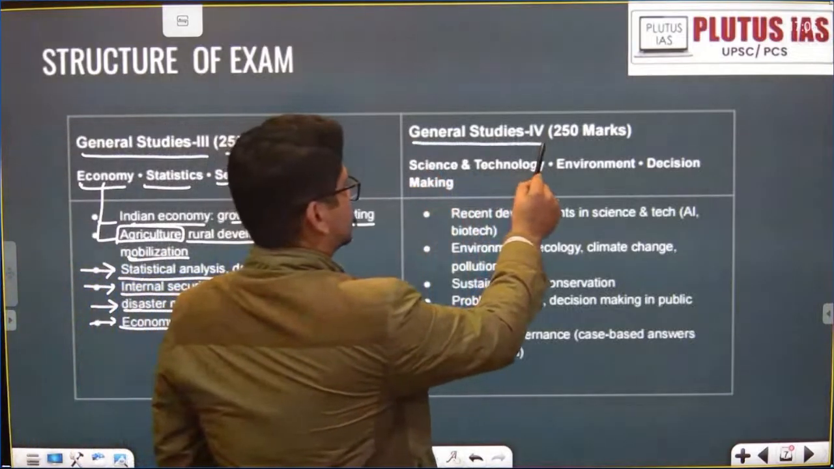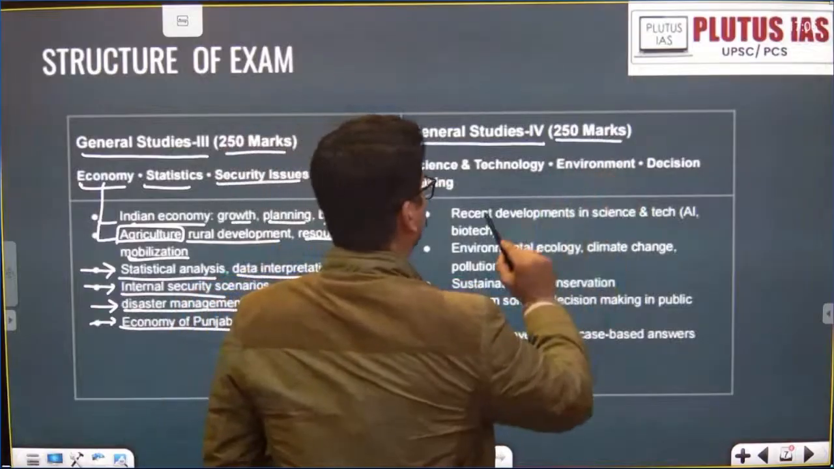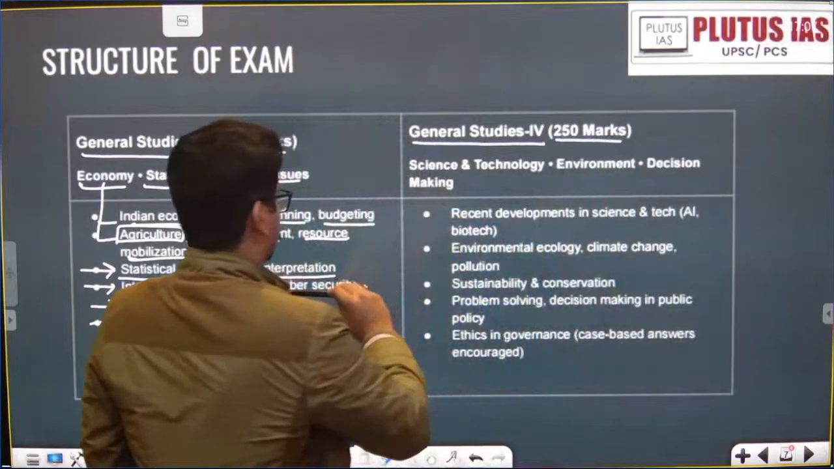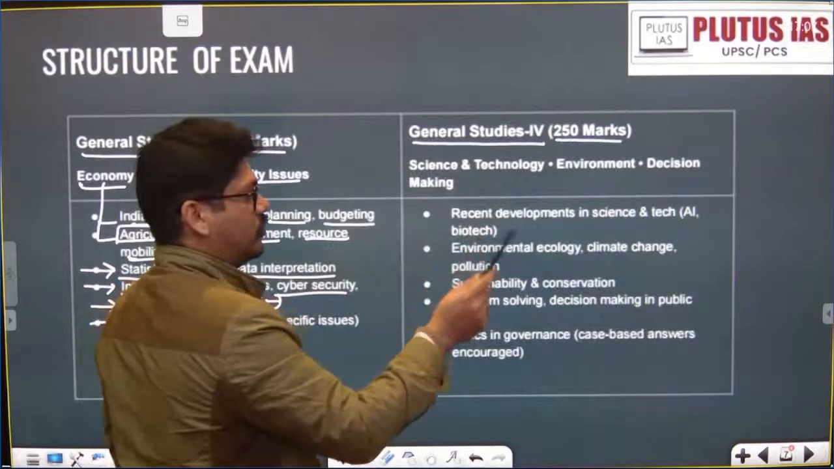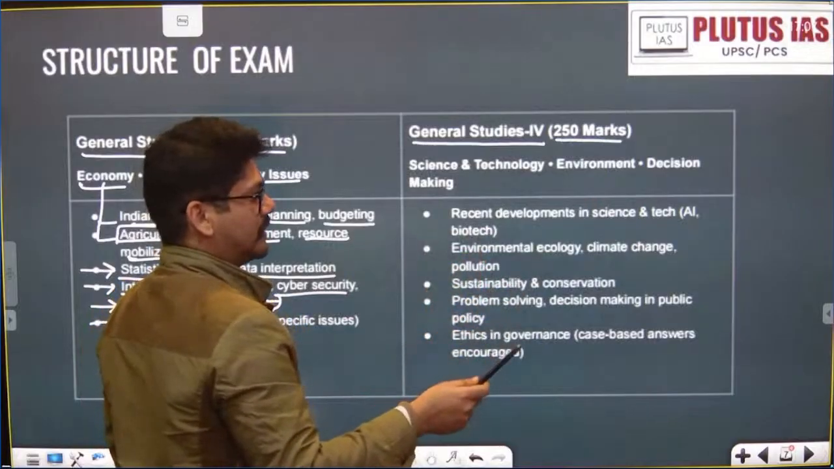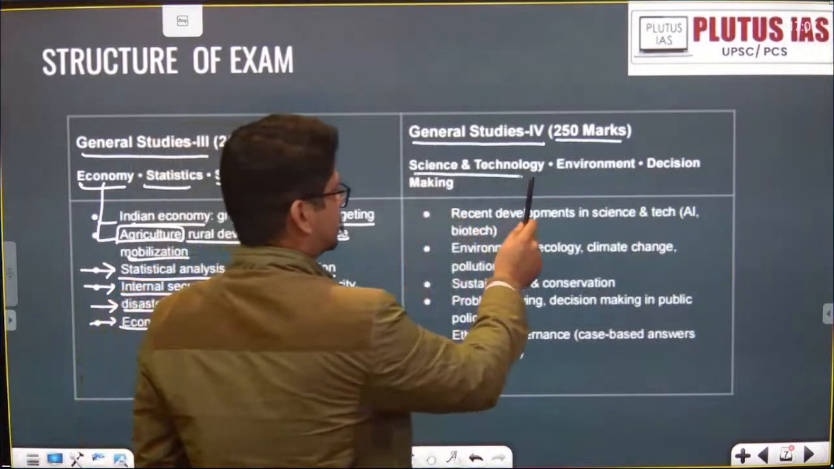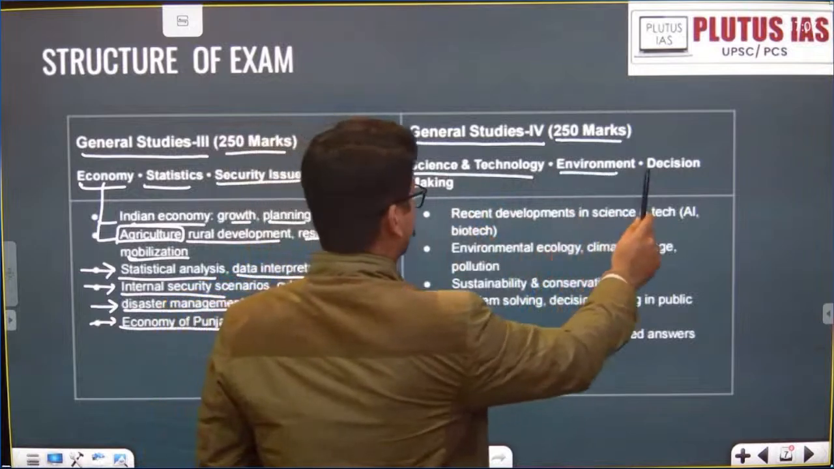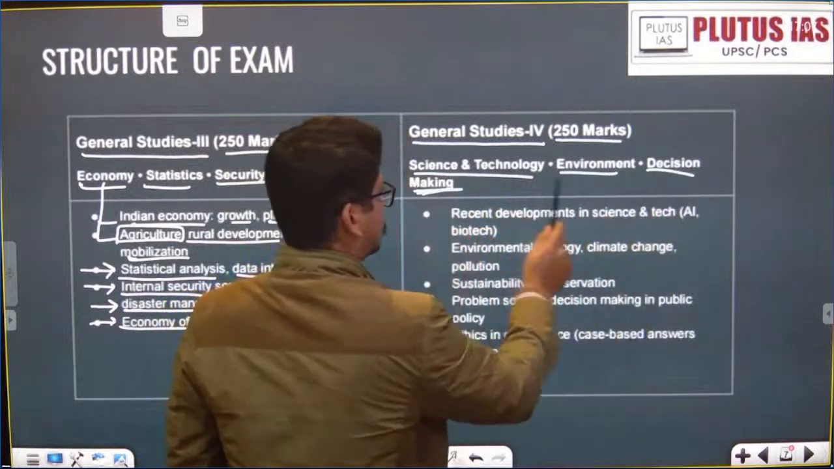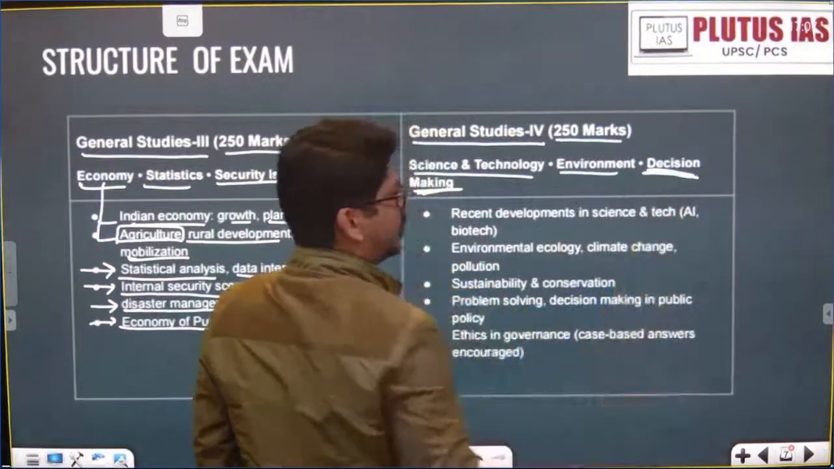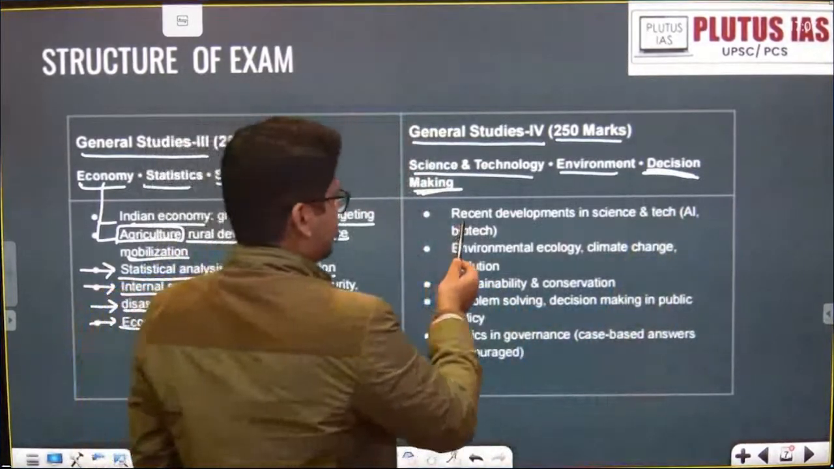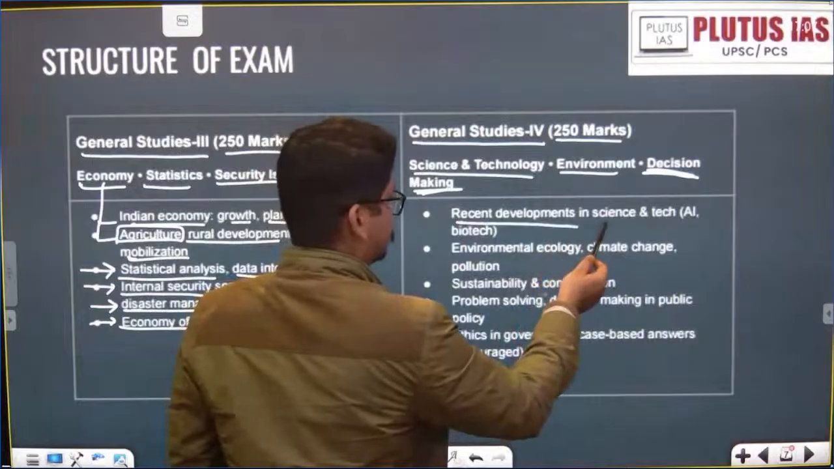Now, General Studies paper 4. Again of 250 marks. Unlike General Studies paper 4 of UPSC, which majorly contains ethics, here you have to learn about science and technology, environment, and decision making. This part, decision making, could be correlated with the ethics part. In this, you have to do recent developments in science and tech.